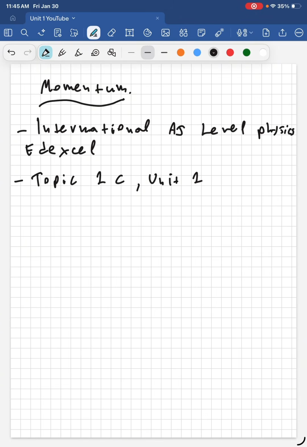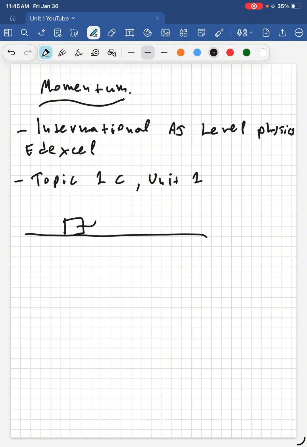Those of you who are going to take the international A-level spec will do two-dimensional momentum. And those of you who are going to go to university studies are going to do three-dimensional momentum, okay? But anyway, this is linear momentum, meaning that things move in one dimension, okay?